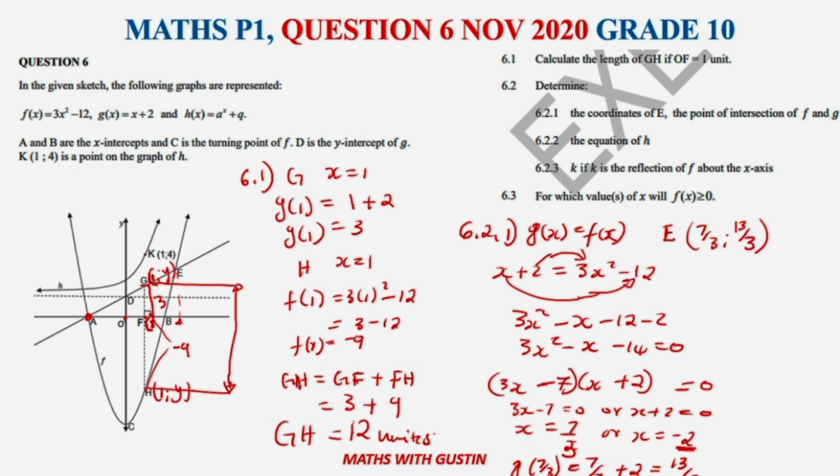6.2.2 is given to us: they are saying determine the equation of h. The equation of h is the equation of our exponential here, which is this one. They've given us two values there. So what I would normally do, let me rather write it up here. All right, guys, I hope you are following. It is given by h equals a to the power x plus q.